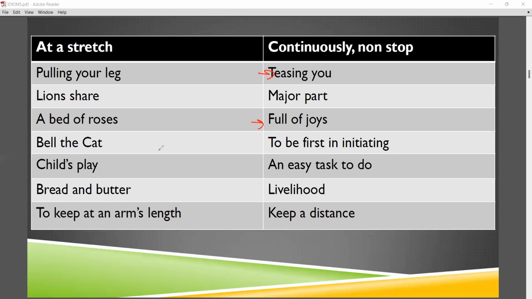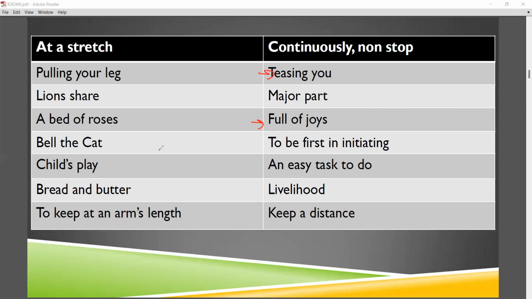Child's play is again pretty easy. We say, solving or giving the CAT exam is not child's play. It's not an easy task to do. This job is the bread and butter of my life. Painting is the bread and butter of my life. So bread and butter means the livelihood, through which I earn the means to survive, or to live my life.